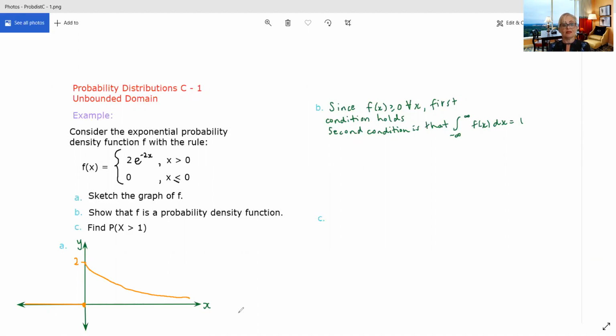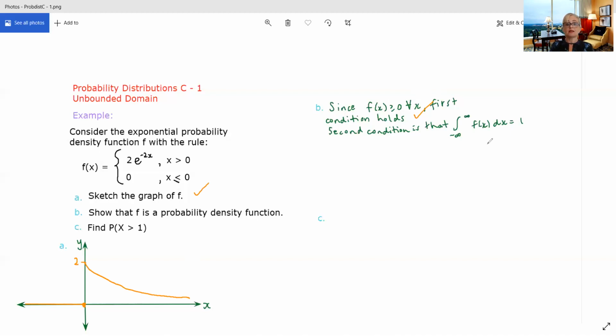So in essence, what we need to prove is that this area that has no upper bound equals 1. Well, we've got our drawing. That's step 1 done. Show that it's a probability density function. We've already shown by the graph that it's greater than or equal to 0. So that's okay. Now to do this part here, we're going to need to do a limit.